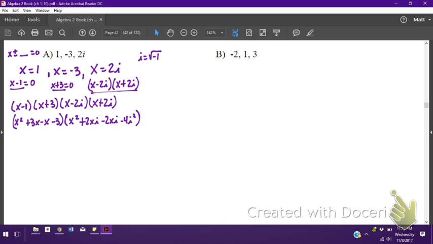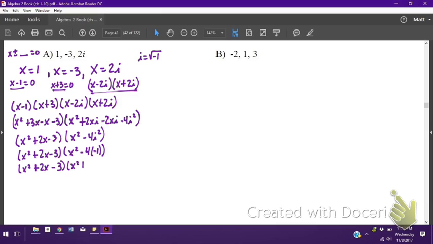Okay, well, let's combine the first two, so I get x squared plus 2x minus 3, and on the other one I get x squared, the 2xi and the negative 2xi cancel out, minus 4i squared. Well, if you recall, i squared is negative 1, so x squared plus 2x minus 3 times x squared minus 4 times negative 1. Well, that's basically saying x squared plus 2x minus 3 times x squared plus 4.